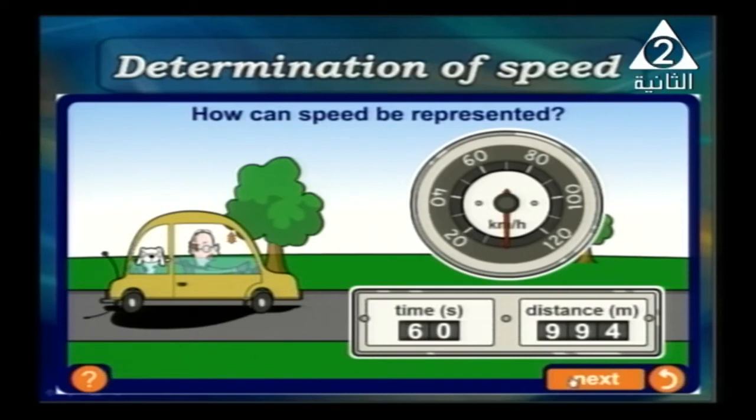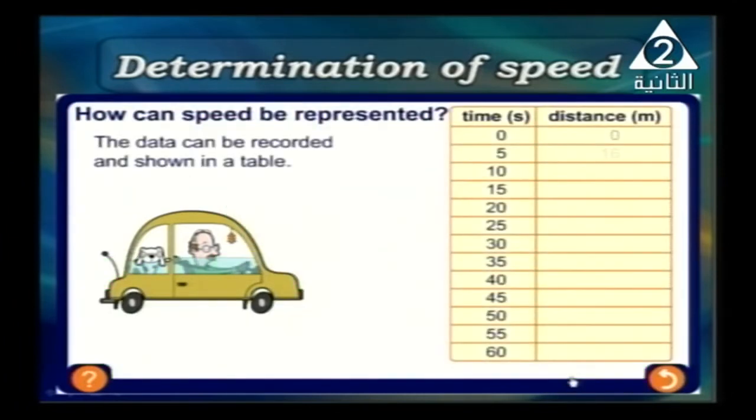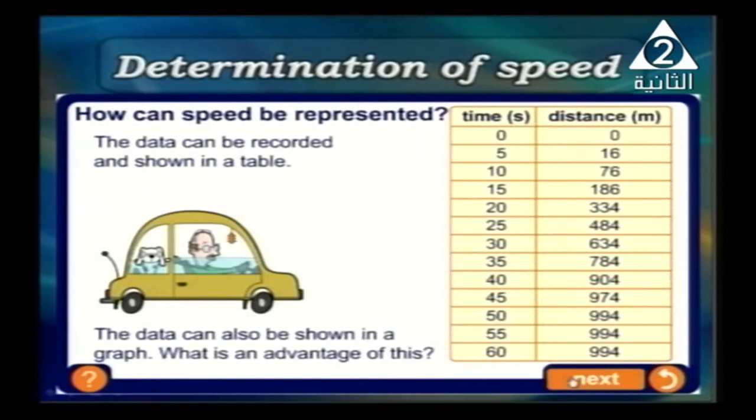They are different in each one of these parts of the activity. So next we have the table that contains all the distances covered by the car in all periods of time. How can speed be represented? The data can be recorded and shown in the table, and the data can also be shown in the graph. We have the graph here, and we will talk about graphs in lesson 2 after this lesson.